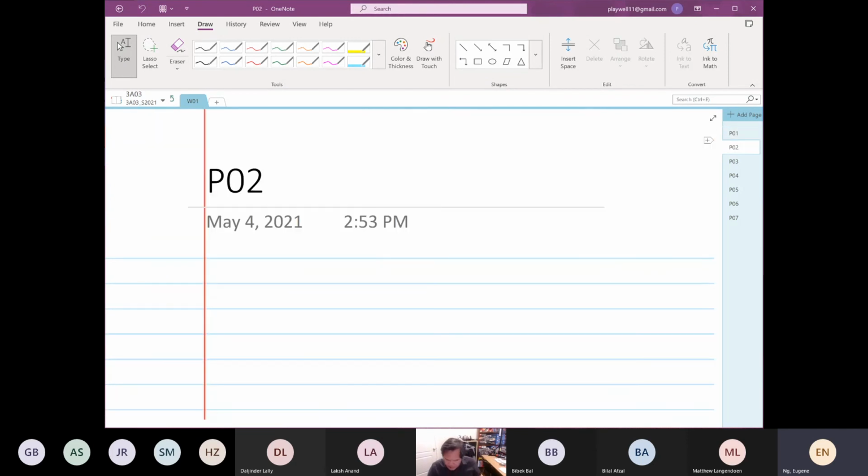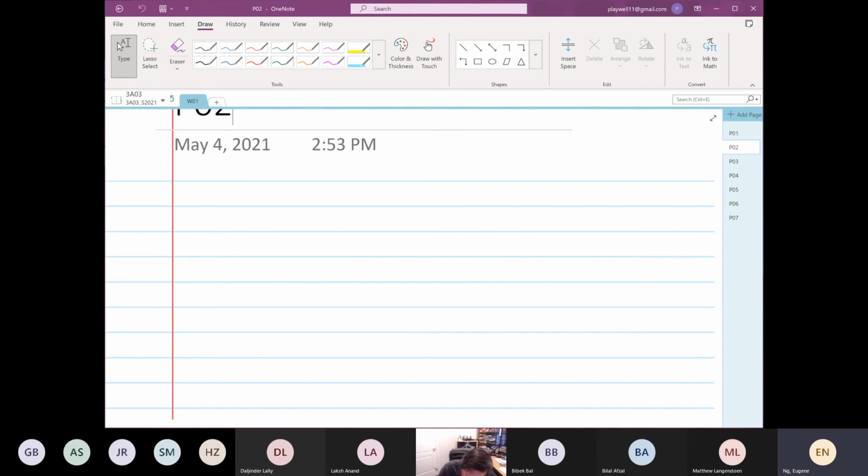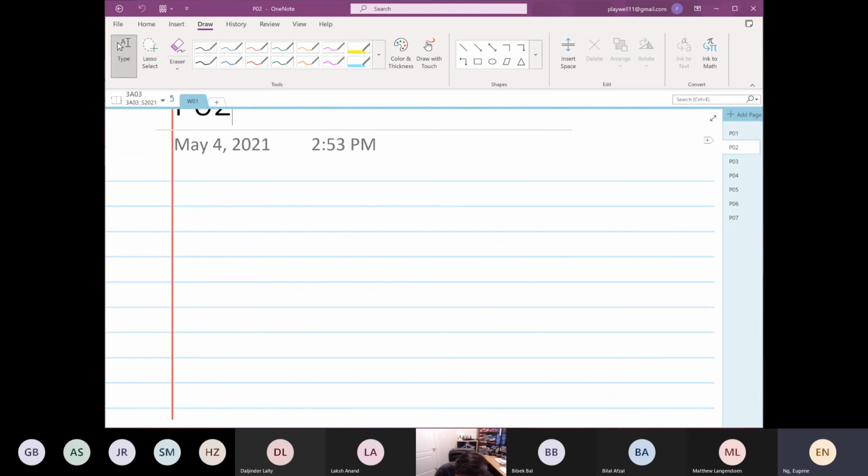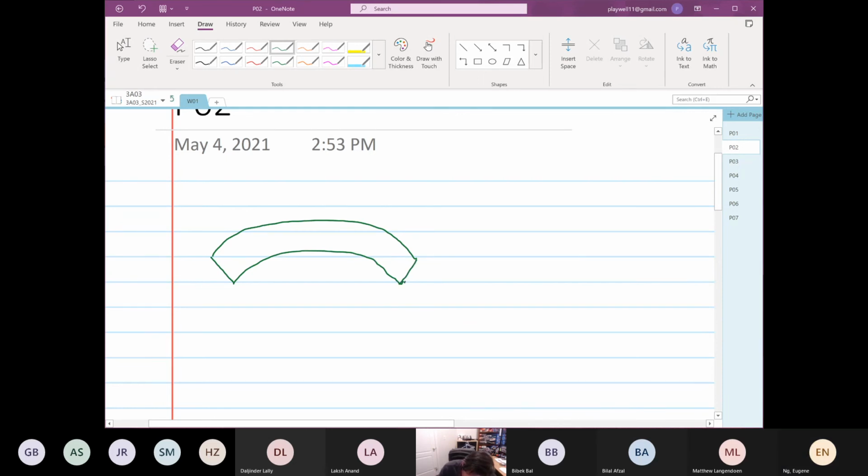Now, if the deformation is the other way, so we're going to draw the deformation. This one is a smiling face. We have the deformation in the other direction now. Okay, so what if now the deformation is going this way? Again, the points did not change. So this is point A, point B, and point C. And then this is our centroid.